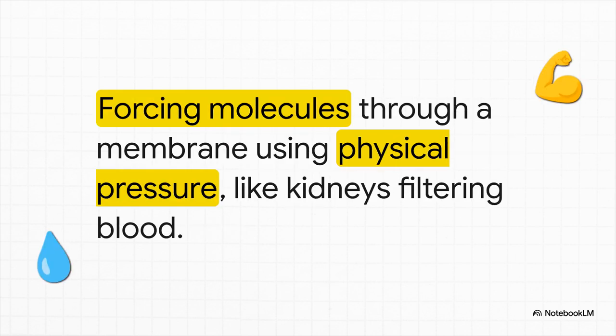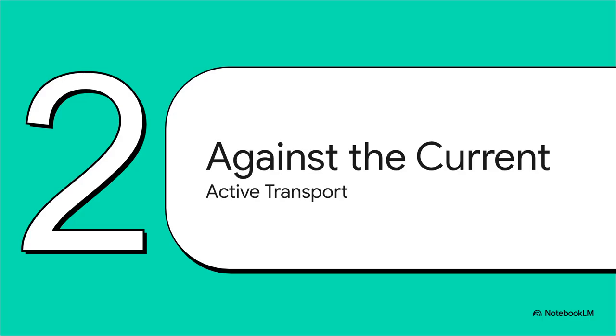And last on our free ride list is filtration. This one is pretty straightforward. It uses physical pressure to literally push things through a membrane. Your kidneys are the perfect example of this in action. They act like this incredibly advanced filter for your blood, using pressure to squeeze out all the waste while keeping all the good stuff. Okay, so that's the easy way in, the downhill route.